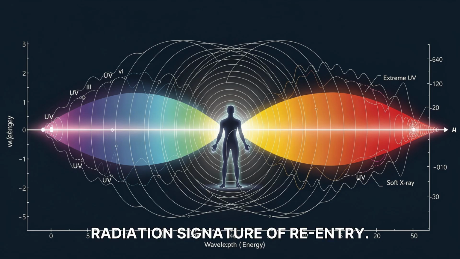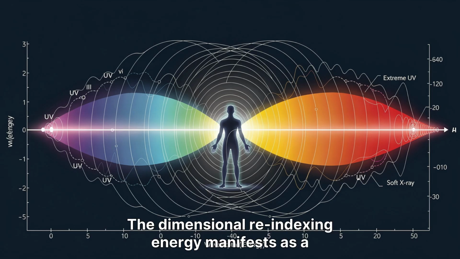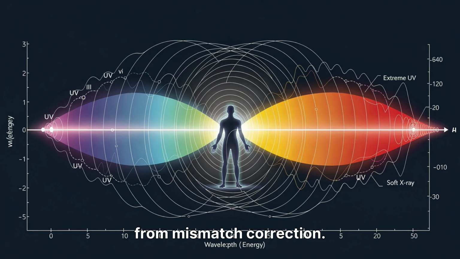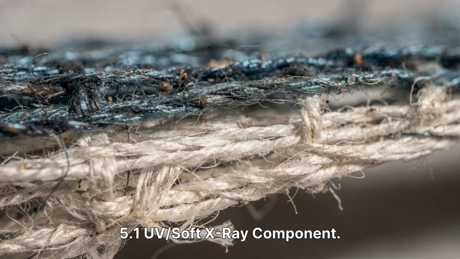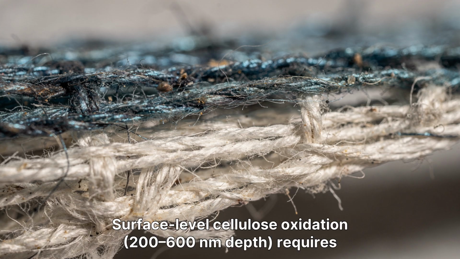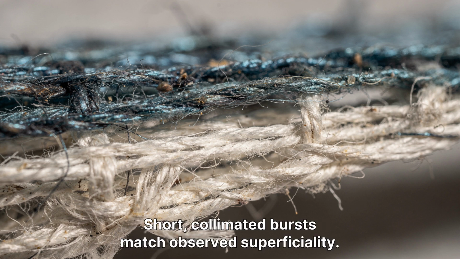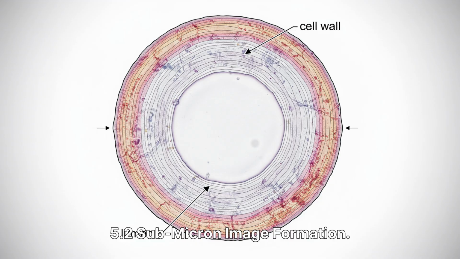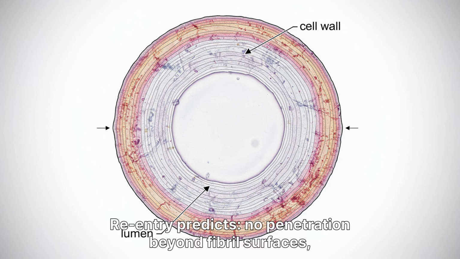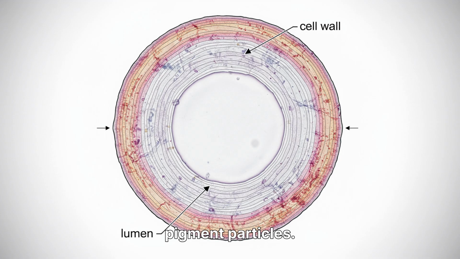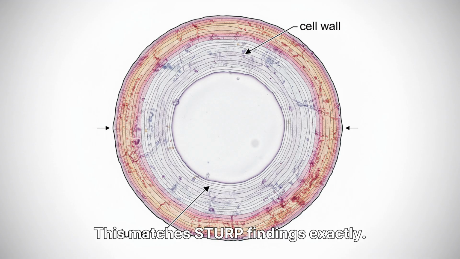5. Radiation signature of re-entry. The dimensional re-indexing energy manifests as a spectrum of photon and particle emissions resulting from mismatch correction. 5.1 UV soft X-ray component, surface-level cellulose oxidation, 200 to 600 nanometer depth, requires photon energies consistent with UV soft X-ray emissions. Short collimated bursts match observed superficiality. 5.2 Submicron image formation. Re-entry predicts no penetration beyond fibril surfaces, non-thermal dehydration, uniform topographic encoding, absence of pigment particles. This matches STURP findings exactly.